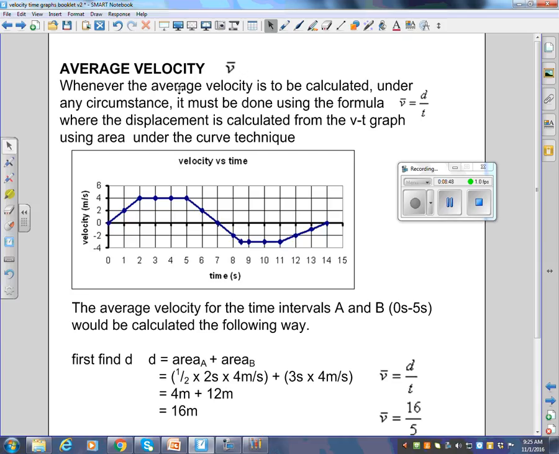Whenever the average velocity is to be calculated, under any circumstance, it must be done using the formula v bar equals d over t, where the displacement is calculated from the vt graph using the area under the curve technique. So, in English, average velocity, you have to find the displacement first, and then divide by the time.